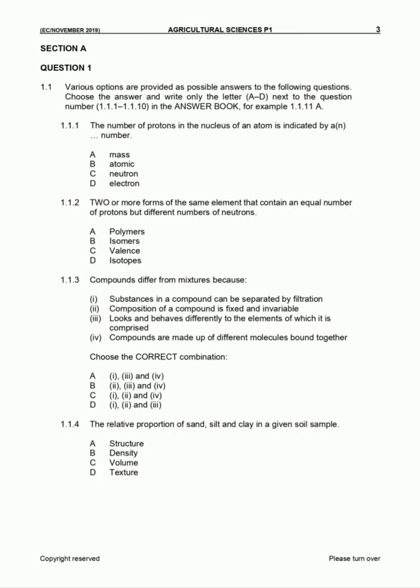Fine. Then 1.1.2, two or more forms of the same element that contain an equal number of protons but different numbers of neutrons. What is that? This is term one work, guys, so take your time. The correct answer there is D, it's isotopes, right? Don't worry, at the end of each section, I'm going to put up the correct answers. Then we move.